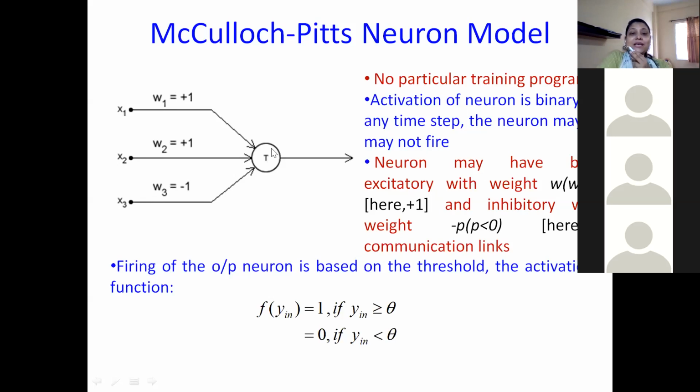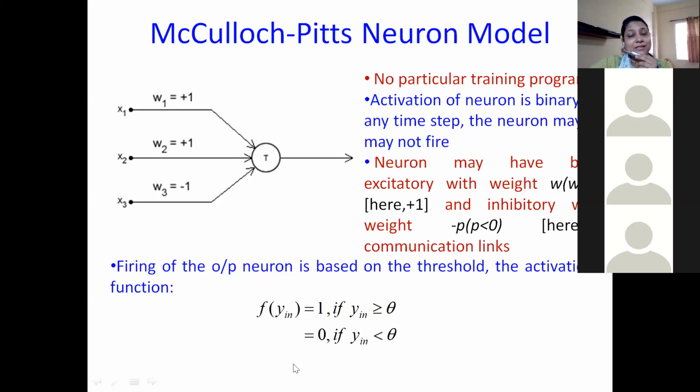Here there is no particular training program like the one we usually follow for any supervised learning algorithm. We know that the activation function is a combination of logic functions, and therefore the activation of the neuron is binary. At any step, the neuron may fire or may not fire, because binary means only zeros and ones. We can expect only two states.